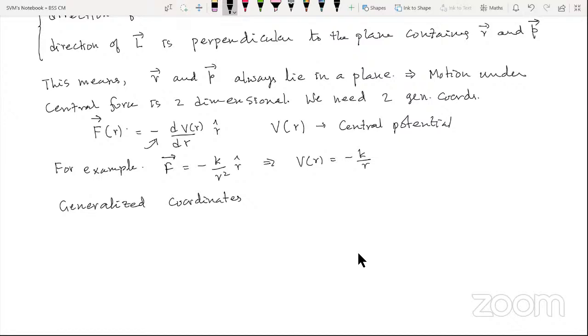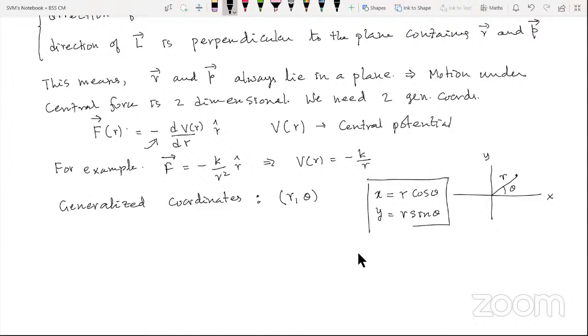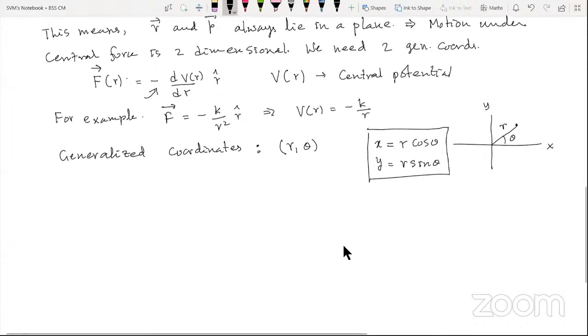So generalized coordinates, I'm going to choose them as r and theta. Now it is simple. If you want to write down your Cartesian coordinates, imagine that you have a plane with an x-axis and a y-axis, and this is a distance r and this is theta. So this r and theta I'm choosing as generalized coordinates. So you have x equal to r cos theta and y equal to r sin theta. So I am expressing the Cartesian coordinates in terms of these generalized coordinates. So this is a 2 degree of freedom problem. So degrees of freedom is equal to 2.